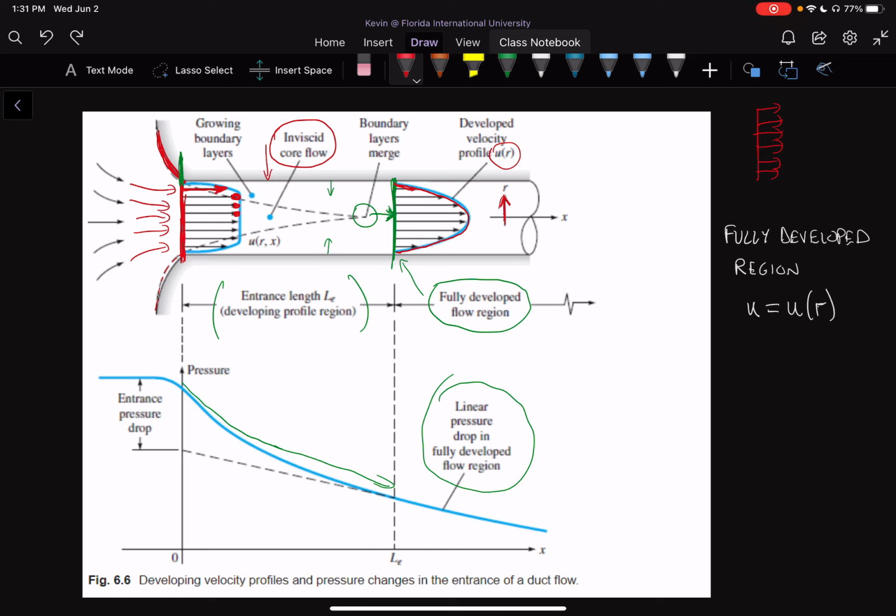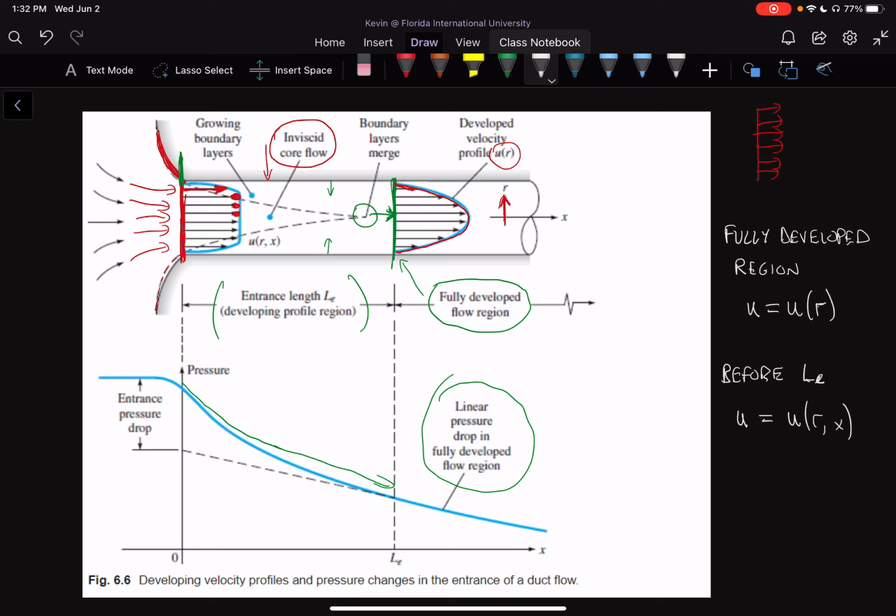Okay, now in the region before that, in the entrance length or the developing region, so before LE, before the length of entrance has been achieved, we know that our velocity u is a function of r and x. Okay, as you go further and further down the line, the shape of your velocity profile is changing until it reaches a constant shape in the fully developed flow region. Okay, so that's very important to understand. So hopefully that makes sense.